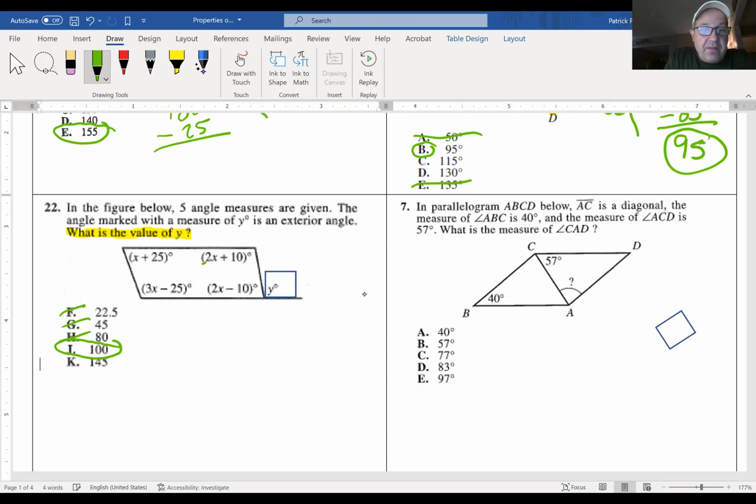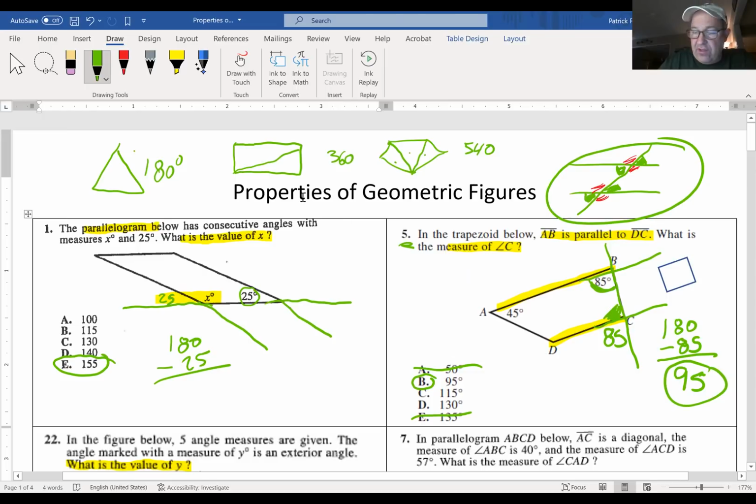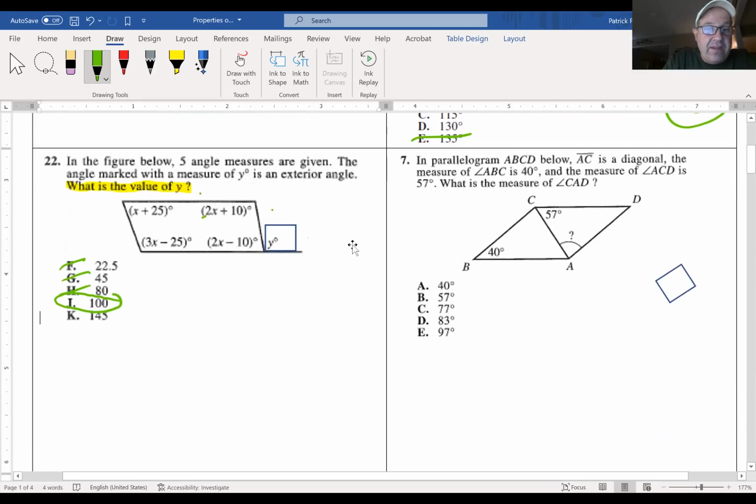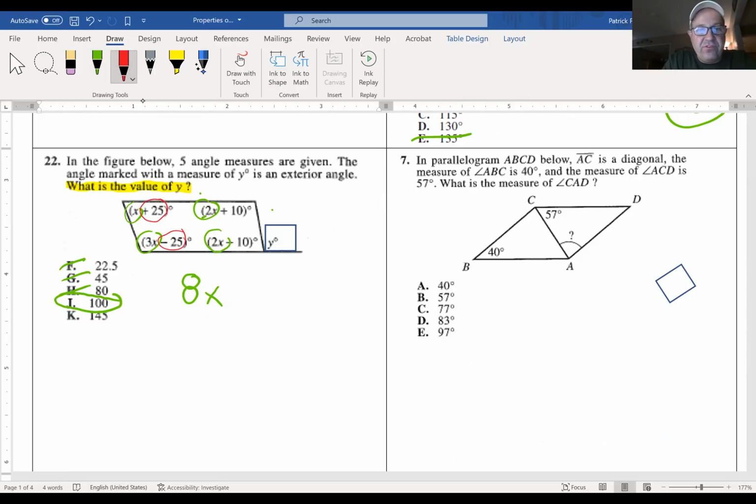Well, this is a four-sided object, and we just saw earlier that if we have four sides, the sum of all the angles should be 360. So if I add all these up, 2x and 2x and 3x and an x, that adds up to 8x. And then the numbers here are really nice. Positive 25 and a negative 25, that adds up to 0. Positive 10 and a negative 10, that also adds up to 0.